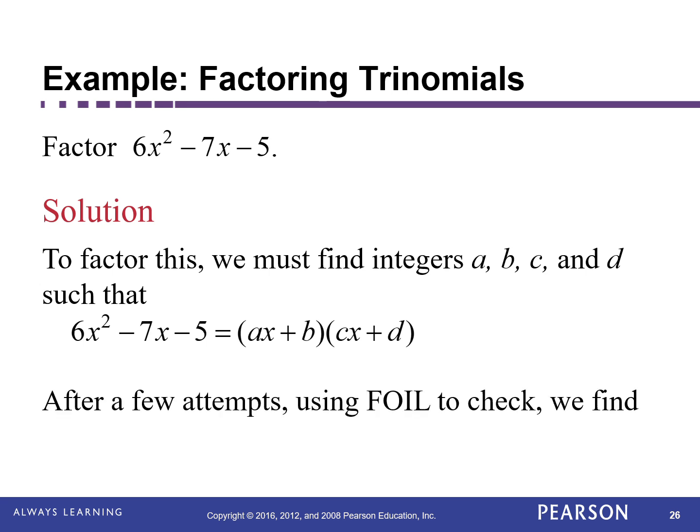After a few attempts using FOIL to check, we can find it. Essentially, I need 2 numbers that are going to multiply to be 6 in the first 2 areas, and I'm going to need 2 numbers that multiply to be -5 in the last 2 areas. Now, we can do this by a guess and check method. So here we can use 3 and 2, and we can use -3 and -2 if we wanted to for the 6. Or we can use a 6 and a 1 and a 1 and a 6, and we can guess a whole bunch of different ways to try to factor that.